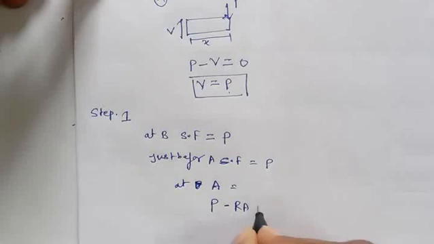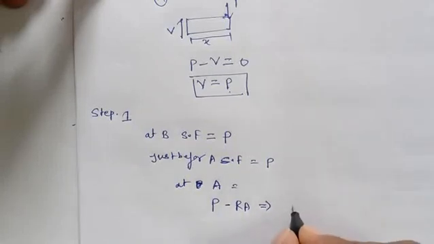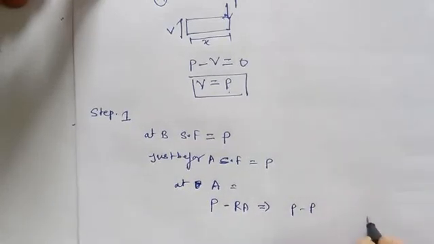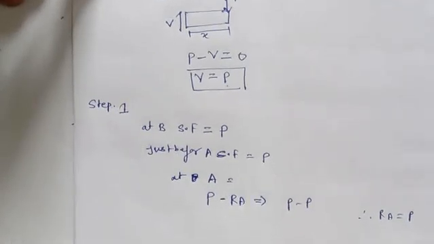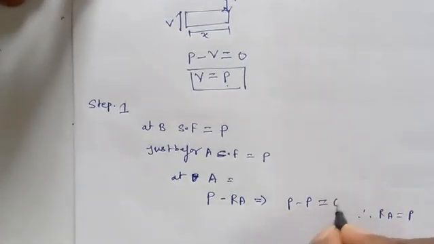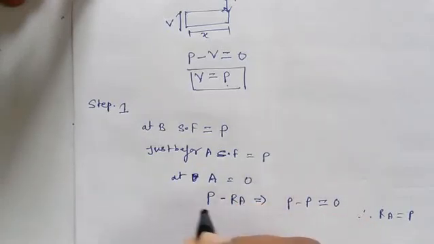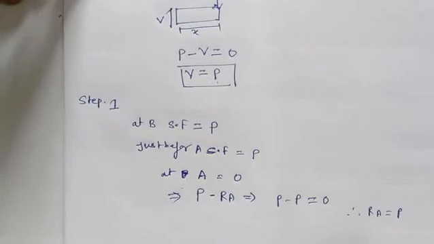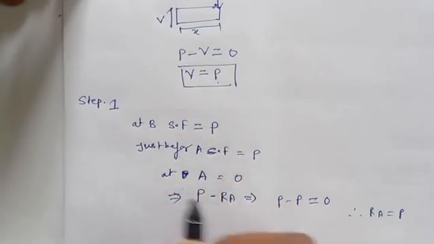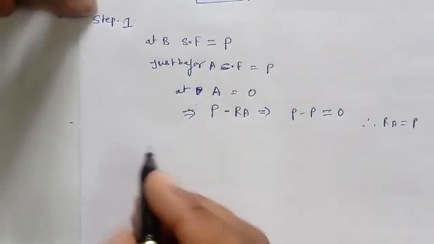RA is nothing but P, because we know that RA value is equal to P. Already we know from the previous calculation, so at A the value will be 0. We can calculate in this way. So from this way we can draw the shear force diagram.